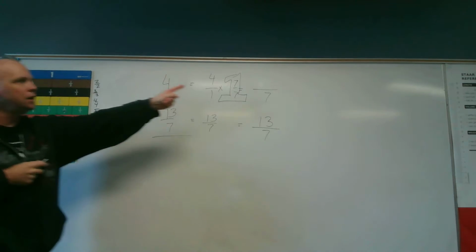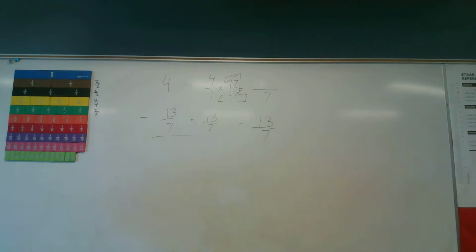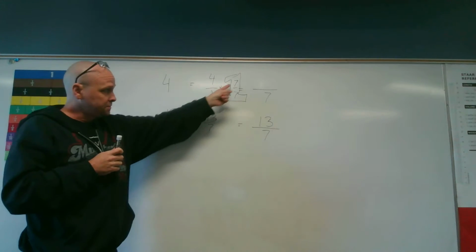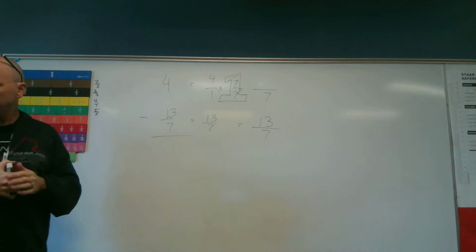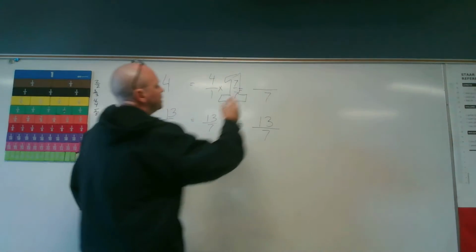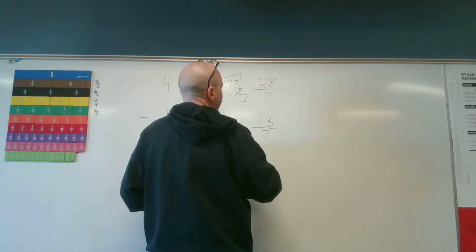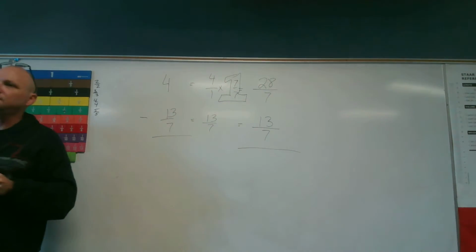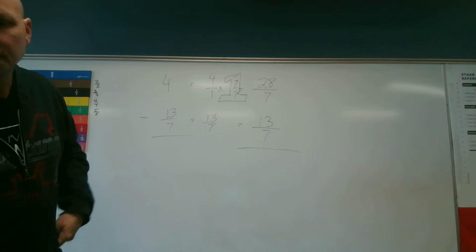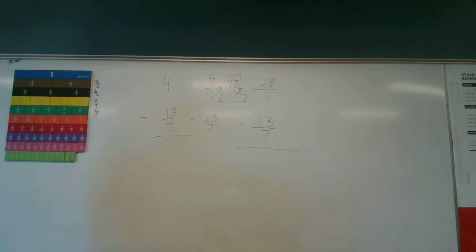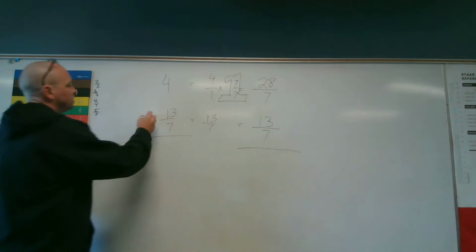Any fraction that has the same numerator as denominator is going to equal 1. So Riley, what is my numerator here? 4 times 7 is? 28. And so I have 28 sevenths and 13 sevenths. Natalie, what would be my answer then? 15 sevenths. And how'd you get that? Because I subtracted.